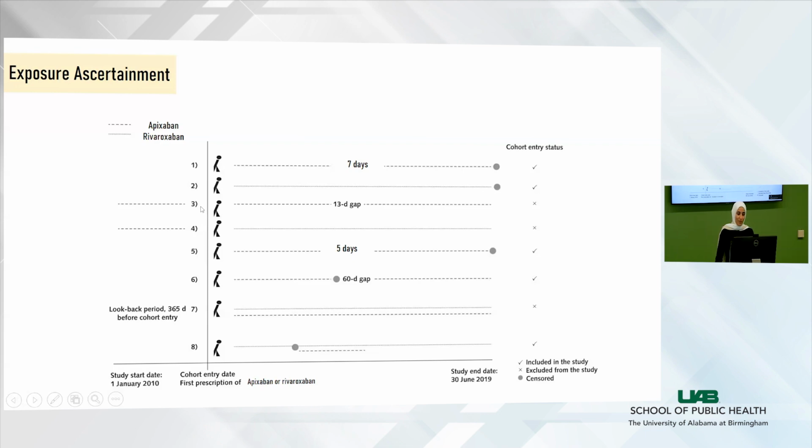Now, if we look at patient number 3 and patient number 4, both of those patients were not actually included in the study because they used anticoagulants during the baseline period for other diagnoses. So we didn't include them because we wanted to focus on the new users of the study drugs. Patient number 5, included and also continuously exposed.